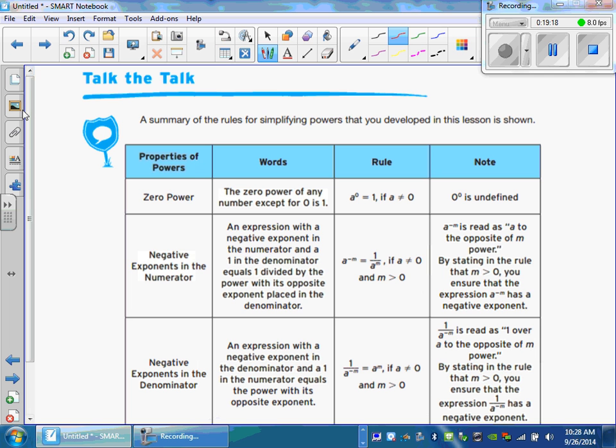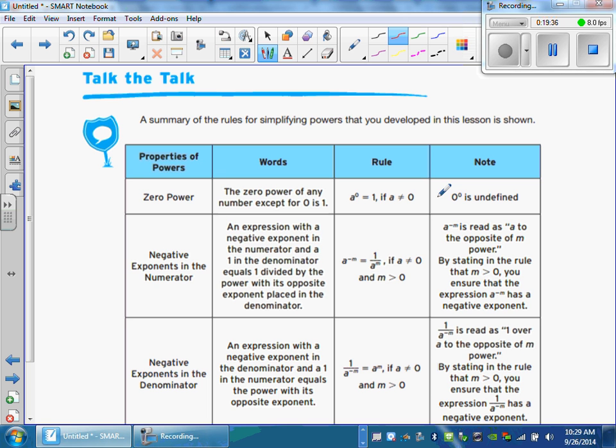All right, last thing for the day, talk the talk is basically just going over those 3 rules that were our goals for the day. We have the 0 power, which is anything to the power of 0 is just 1. Obviously, we know that that does not work for 0 to the 0 power.